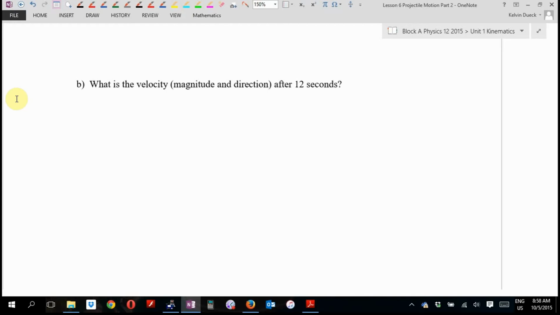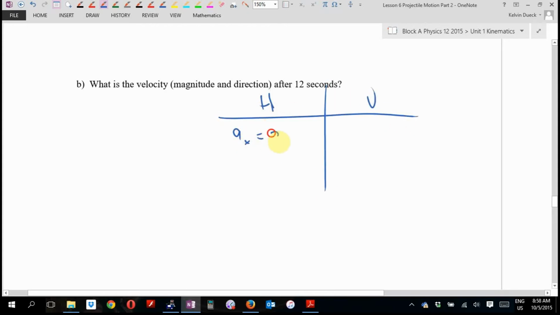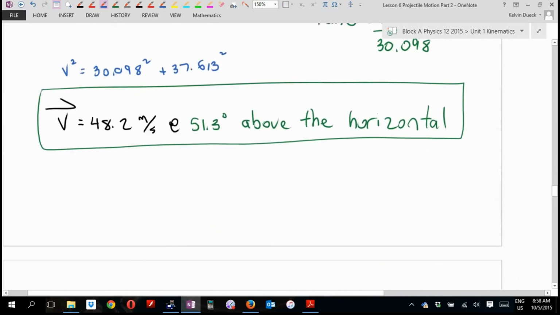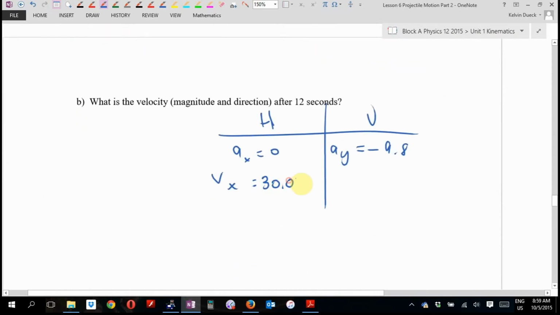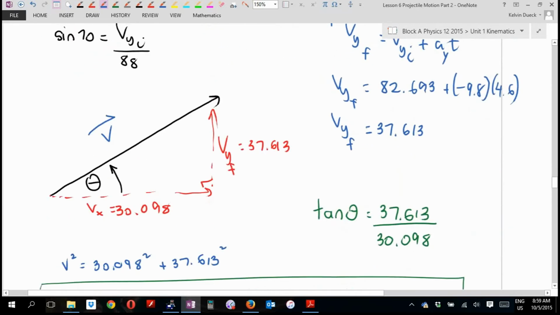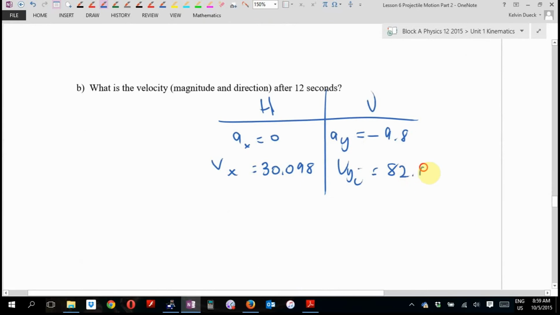In fact, you know what? I've turned the page, so I'm very quickly just going to go horizontal, vertical. AX is 0, AY is negative 9.8, VX, I got to retranscribe the information. What was it? 30.098. And VY initial was, what was it? 82.693. This time is 12. Why don't I find VY final again? Which is going to be V initial plus AT.